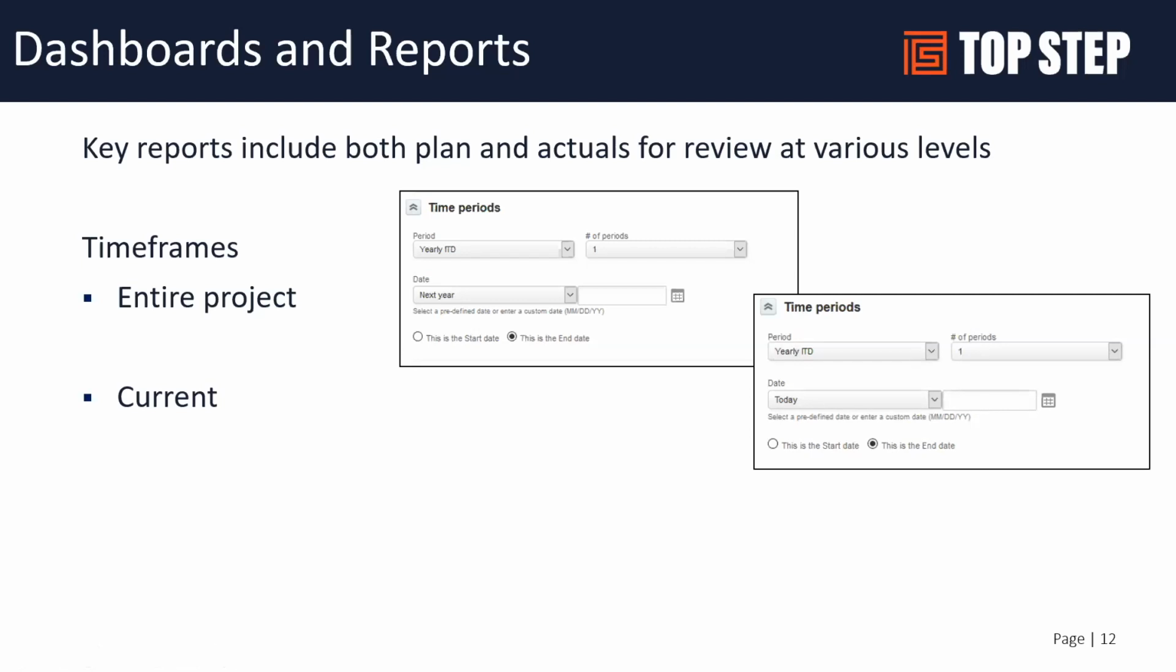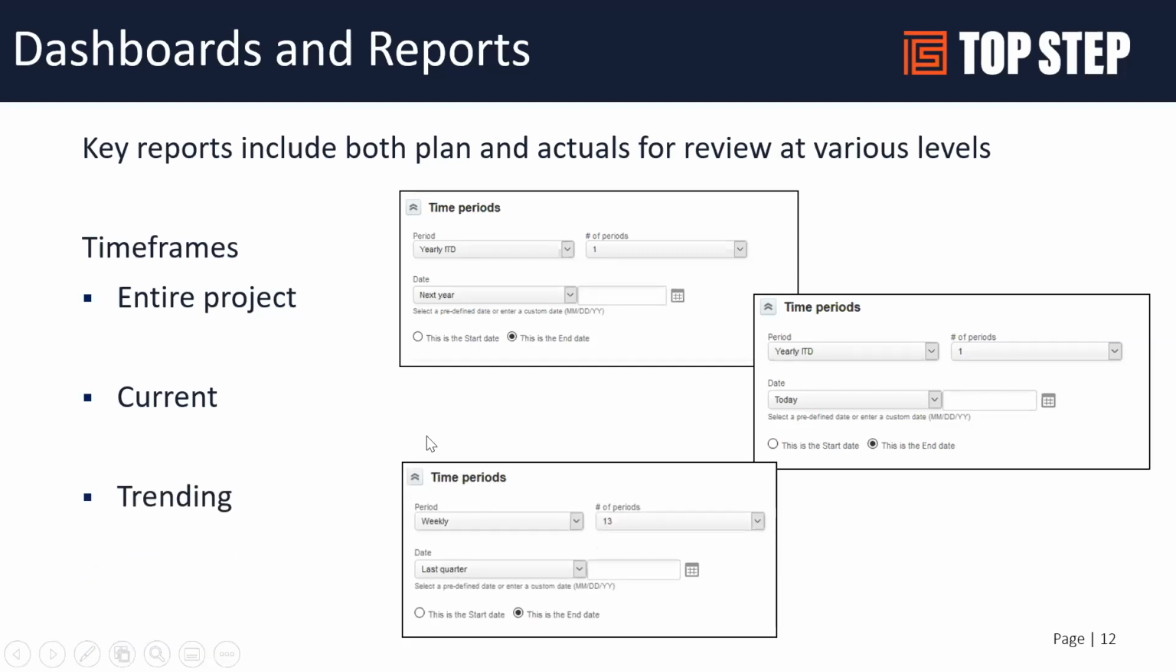You may want to see where we are as of today. And so still using an ITD type of report, you can say yearly ITD through today, and that will give you a current view of where we are at on this project today with regards to all the different hours. And then obviously looking at trends is something customers look at often.